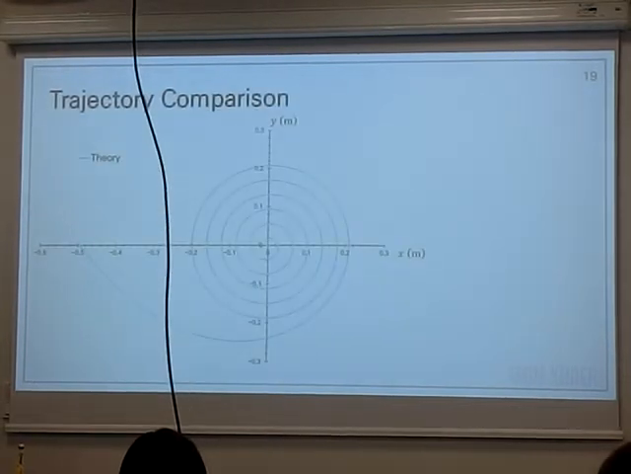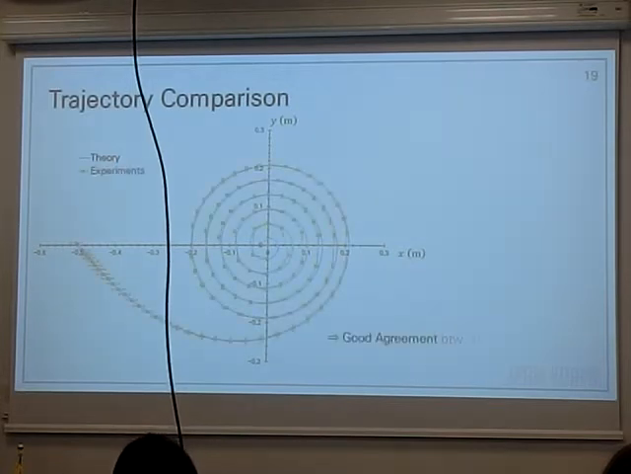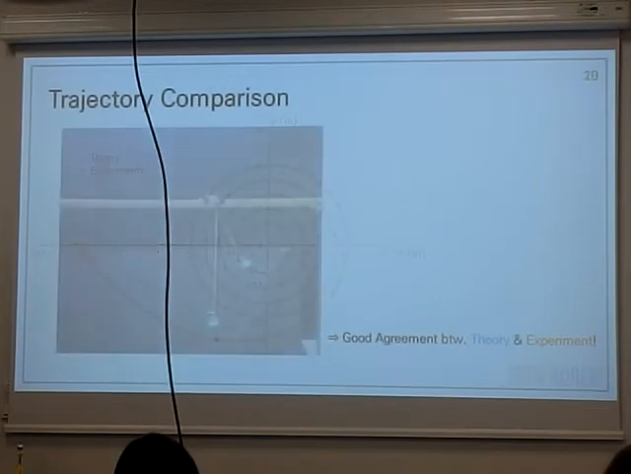So for trajectory comparison, we can plot our theoretical simulation that has been performed using Python based on our equations of motion that we have derived earlier. And plotting the experimental data points above these theoretical curves, we can see a good agreement between our theory and our experiments. And playing the video that overlaps the experimental video and the theoretical simulation, you can see a very close agreement between theory and our experiments.